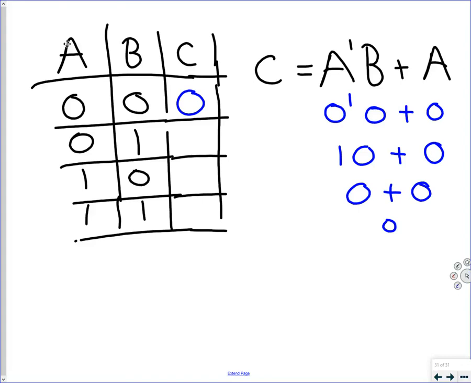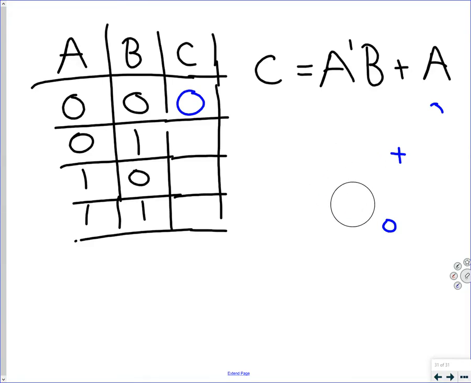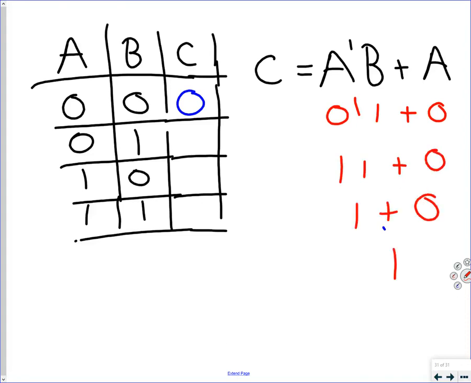Anyone got an answer? Take a shot. 50-50. 1? Okay, so let's see how it would evaluate. Okay, so this is a 0, this is a 1. So NOT 0 is 1. 1 AND 1 is 1. 1 OR 0 is 1. You got it. Okay. What's the next one?